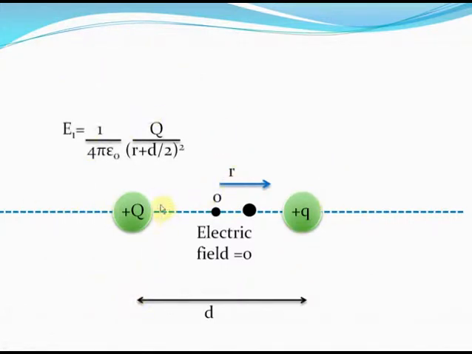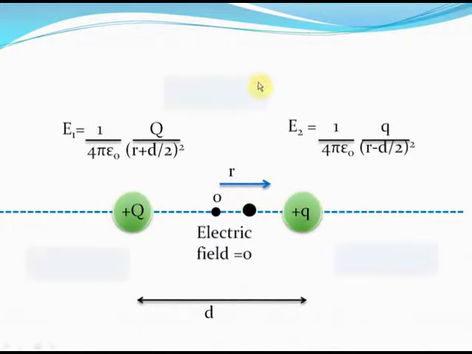Clearly, the electric field due to the plus capital Q charge will be this expression, 1 by 4 pi epsilon naught into capital Q divided by R plus d by 2 whole square, isn't it? This is because the origin has been taken at the center of the two charge system. The electric field due to this plus small q charge will be 1 by 4 pi epsilon naught into q by R minus d by 2 whole square. I've already explained to you where this expression R plus d by 2 whole square and R minus d by 2 whole square comes from, when I explained to you the electric field due to the dipole.